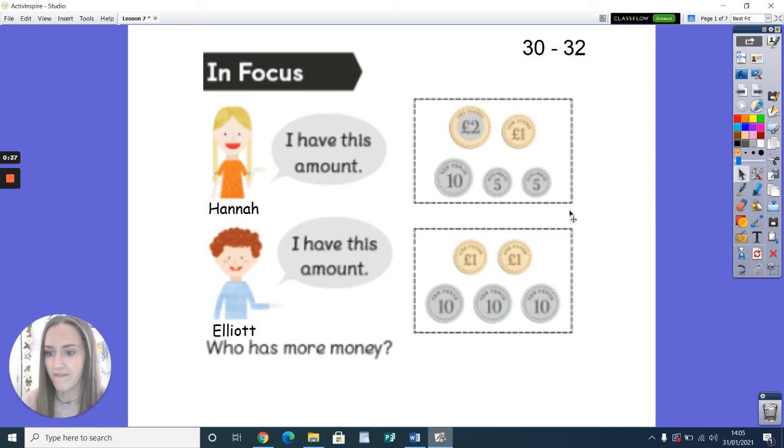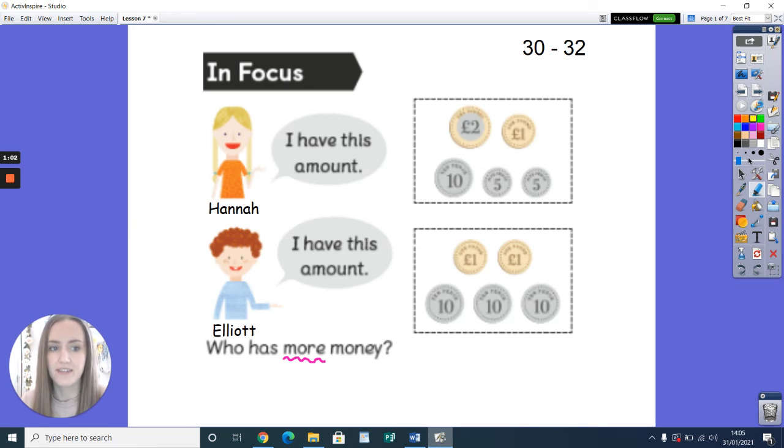So for our first task, we have Hannah and we have Elliot. Hannah is saying that she has this amount of money, and Elliot is saying that he has this amount of money. But what I want to know is who has more money, and I'm just going to underline that, because it's important. Who has more money?